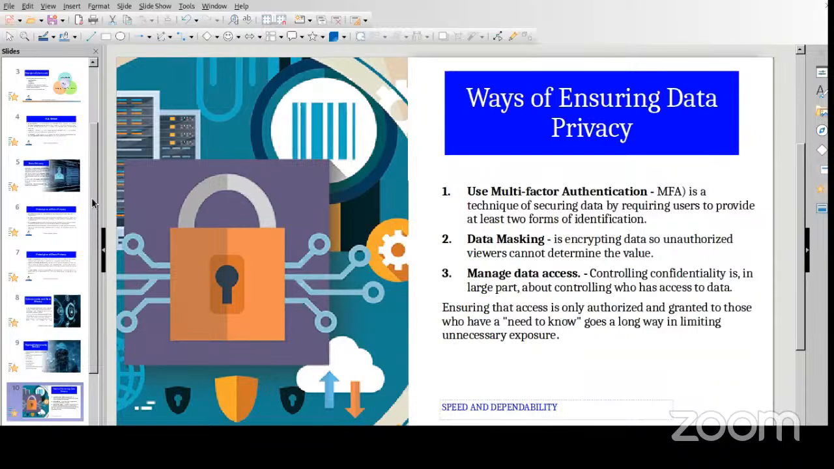Again, manage data access. Controlling confidentiality is about controlling who has access to data. So ensure that access is only authorized and granted to those who have need to know. This will go a long way in limiting unnecessary exposure. Case in point, when you're auditing a banking organization, the teller who is handling your information at that particular time as they're serving you is not supposed to be sharing that same information with someone who's providing services like food delivery. You look at who has access to the data rooms. Is it anyone and everyone who walks into that building who has a way of finding out what goes on behind those doors?